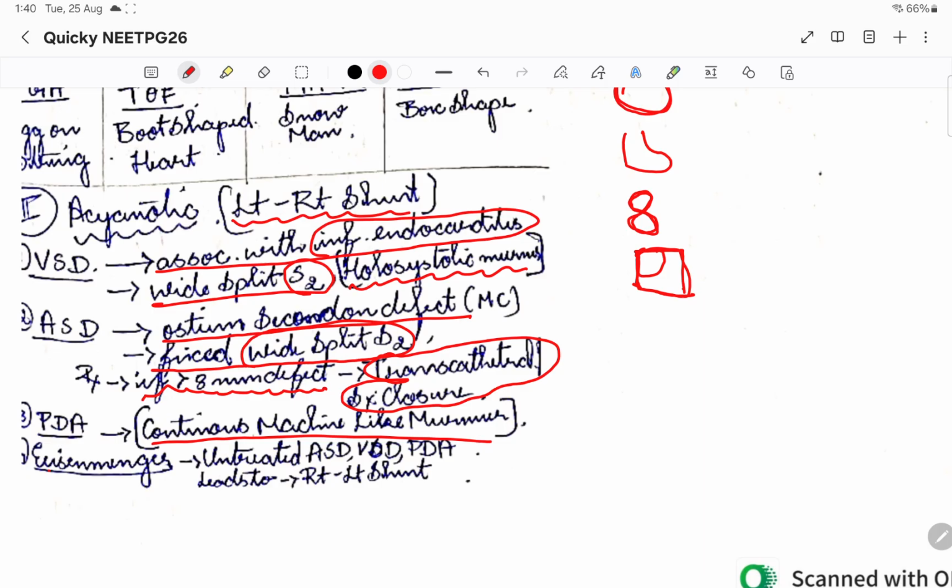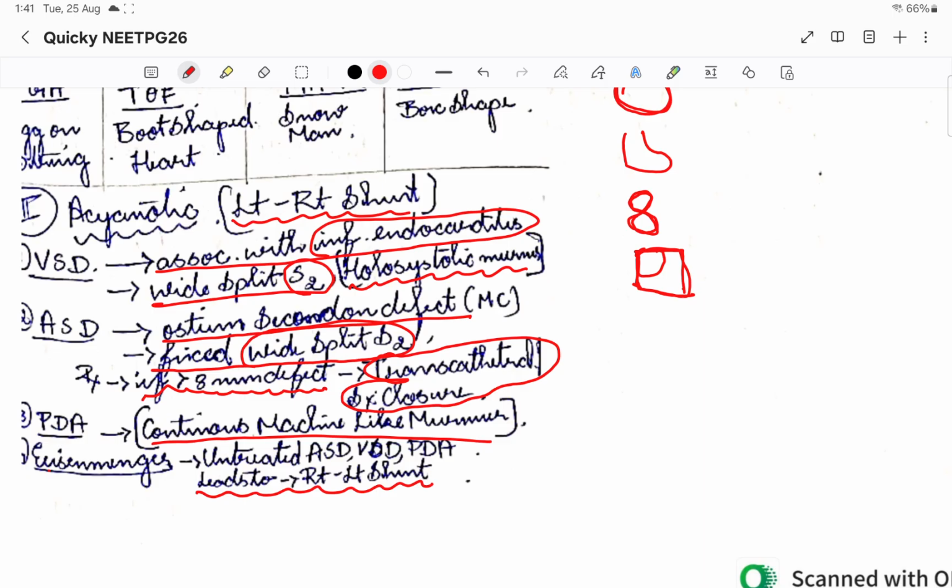Okay, when this goes untreated because there are no symptoms, if we leave it as such, this might lead to a right-to-left shunt. Okay, so there is too much blood pooling towards the right. All these years, from the left side, all the blood is going towards the right side.